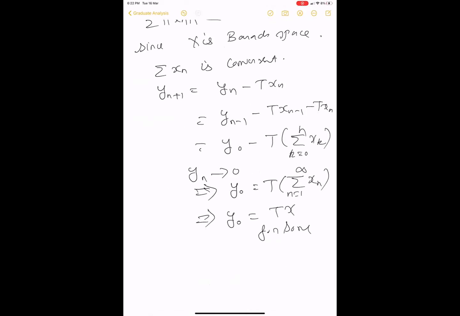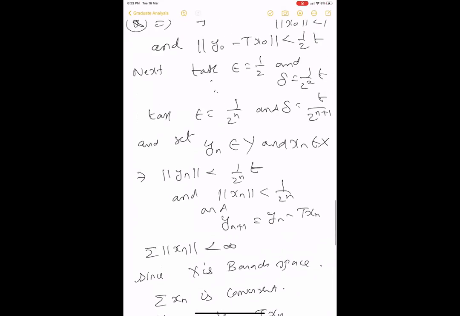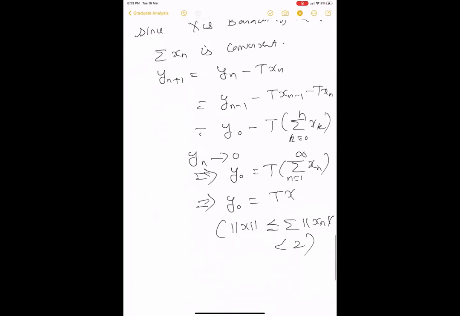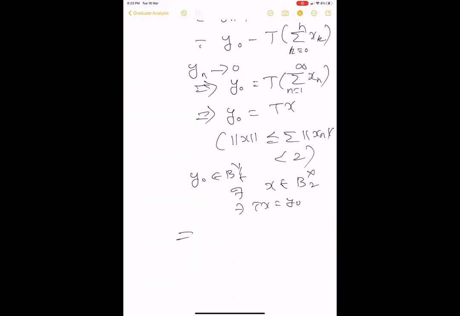We have started with the y naught, and we know that, so what is the norm of x? Norm of x is less than summation norm xn, which is less than, we started, initially the norm of xn is less than 1, so it should be less than 2. We started with y naught in B(Y, t). There exists an x in B(X, 2) such that tx equal to y. That's what we have to do. This implies that B(Y, t) is contained in T of B(X, 2). This implies B(Y, t by 2) is contained in T of B(X, 1). That's what we want to do.